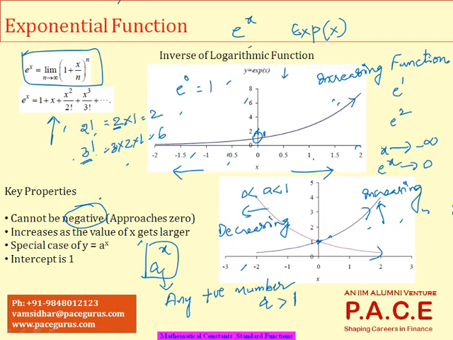So one thing we have to understand in the case of a to the power of x is, if a is greater than 1, we see that it is an increasing function. If a is between 0 and 1, we see that it is a decreasing function. Second, both these a to the power of x graphs, whether increasing or decreasing, intersect the y-axis at the point 1.